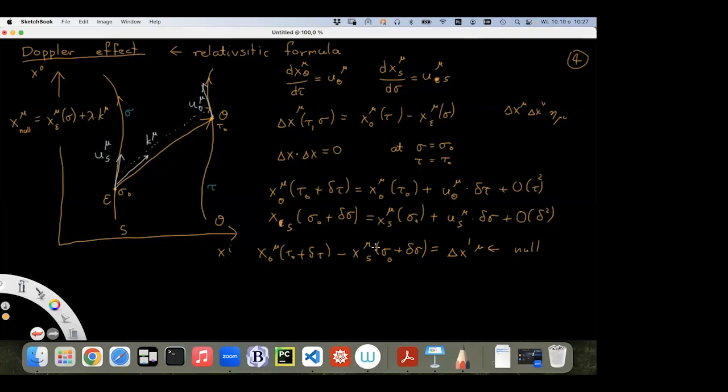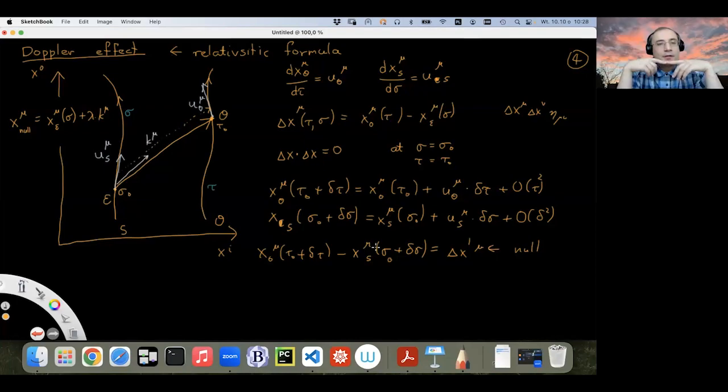Okay, so this is quite different from the previous problem. Now we are not attempting to measure anything simultaneously. Quite the contrary, we assume that we've got the source. The source is emitting continuously some kind of radiation. However, it does not have to be identical at every moment. This radiation history depends on the source's proper time, sigma. Okay, and this radiation is emitted into the whole space-time.